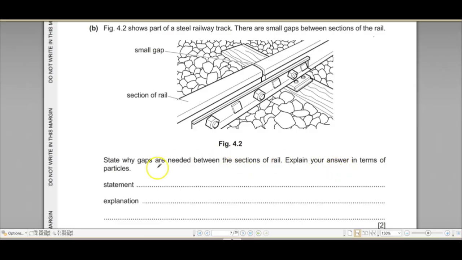Explain your answer in terms of particles. These gaps are left because of thermal expansion. The metals tend to expand, the solids tend to expand a little when they are heated. So if they have space in between them, when they expand, they can just take over this space. Otherwise, if this space is not left between them, they will start to overlap each other and there would be accidents. Okay, so our statement is going to be that they are needed due to thermal expansion.